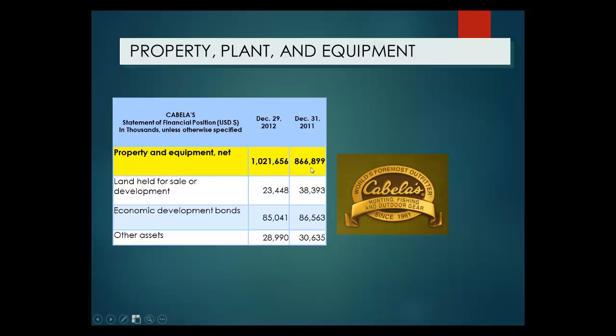But look at this. They went from 866 million to 1,021,000,000. So what does it mean when a company adds to its property and equipment? It means the company is growing. They're opening more stores, they're buying more land, they're building more buildings. So that's a good sign.